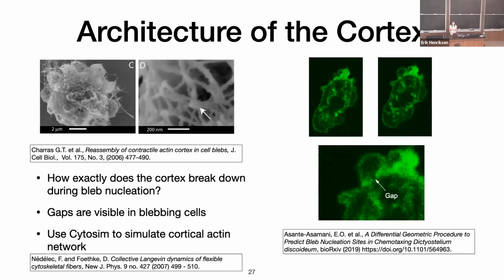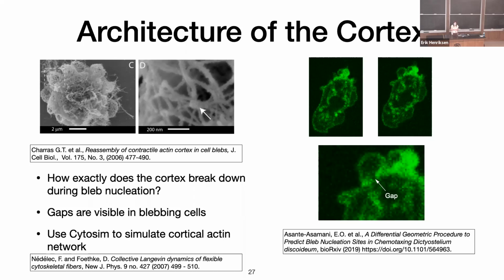Okay, so I definitely will not get through everything, but another interesting feature of blebs is looking at the architecture of the cortex. Okay, and so this is a scanning EM micrograph showing the structure of the cortex. So we can see that it has this isotropic sort of network. Looks like a big net maybe, the cell.